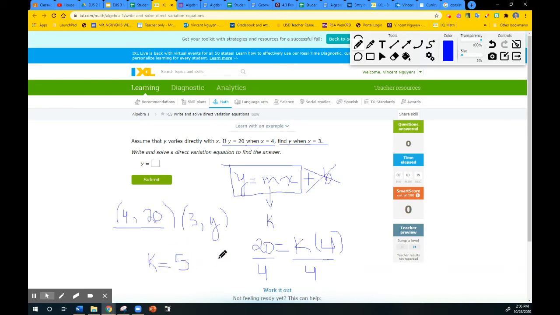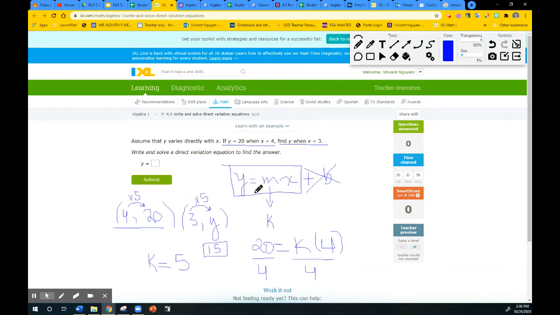Right? So my k is 5. Well, if you think about it, 4 times 5 gives you 20. So you could do 3 times 5, which gives you 15. So my y value is actually 15. And this is the reason why the slope is called the constant of proportionality, because it is proportional, right? It's growing at the same rate. So now I can put 15 in here as my answer, right?